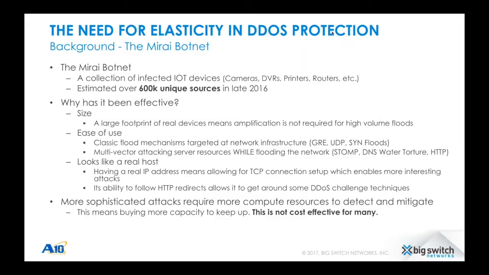The Mirai IoT devices look like real hosts on the wire, mostly. So we have real IP addresses. That means setting up a real TCP connection, which is different than these floods and amplification techniques. And it has the ability to bust through some of these authentication challenges that an anti-DDoS device might throw at an attacker. Sending a 302, like an HTTP redirect, for example, the IoT device here knows how to get around that challenge technique.